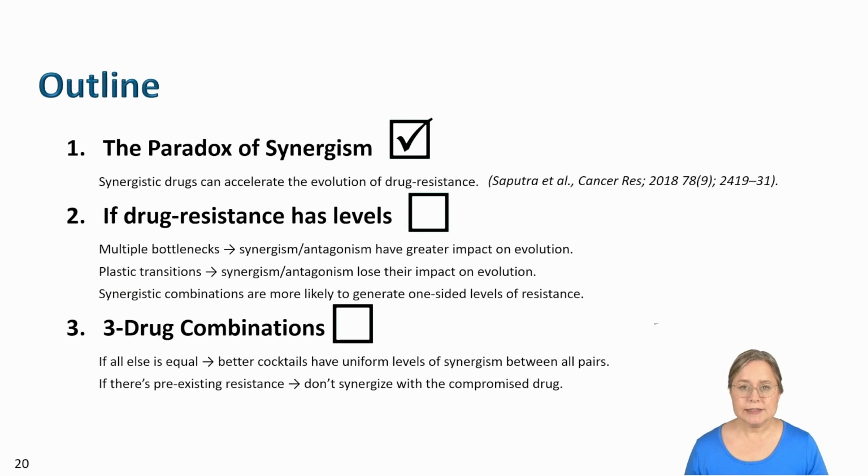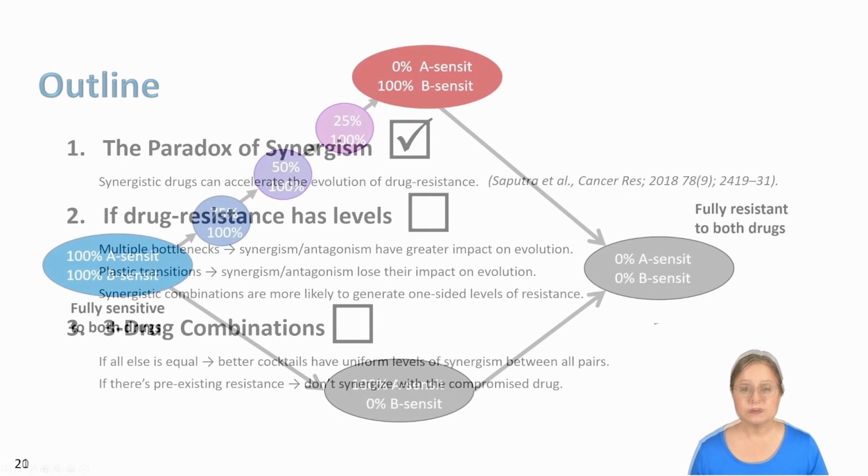In summary, synergistic combinations have a weakness against long-term evolution of resistance. That's number one, the paradox of synergism. That's already been published, so I want to spend the rest of my time presenting unpublished work. Number two, what if drug resistance has levels, like percent resistance? That turns out to give very different long-term evolution compared with all-or-nothing resistance. And number three, what if we have more than two drugs?